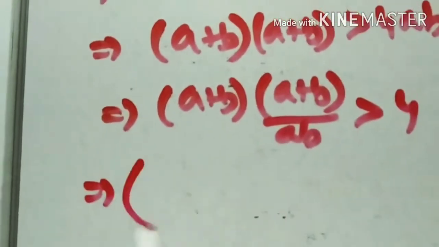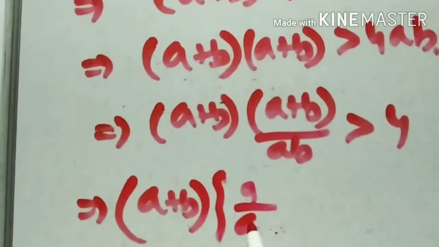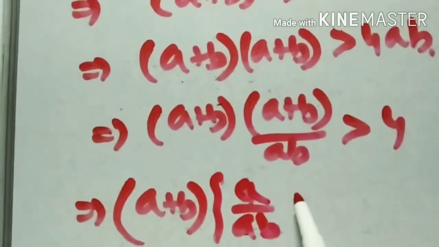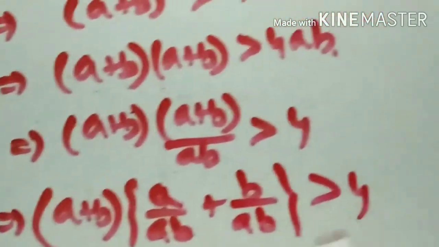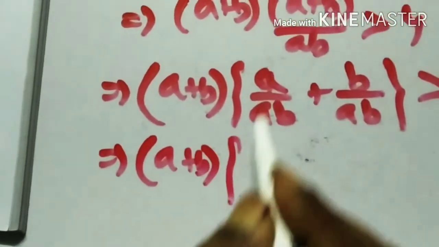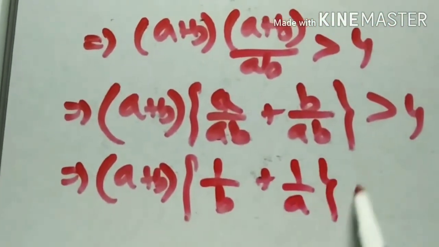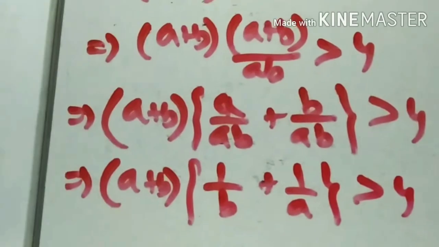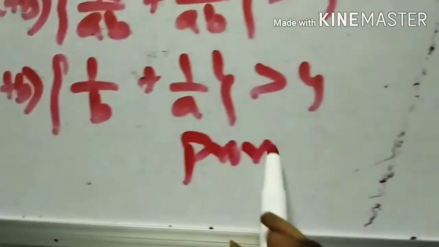So, now I am going to write this like this. a by ab plus b by ab, this is greater than 4. So, a plus b, this is 1 by b plus 1 by a, this is greater than 4. So, see here, I have proved it. It has been proved.